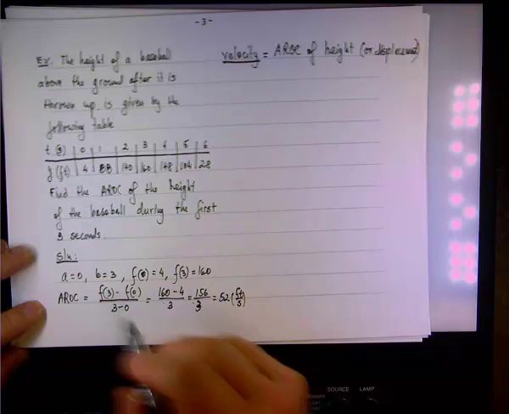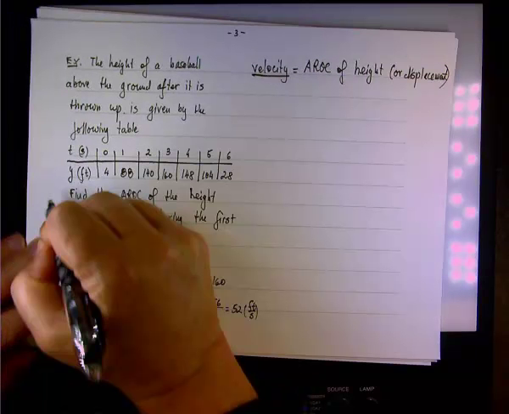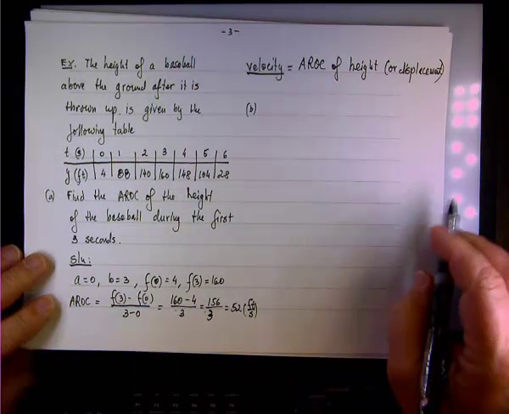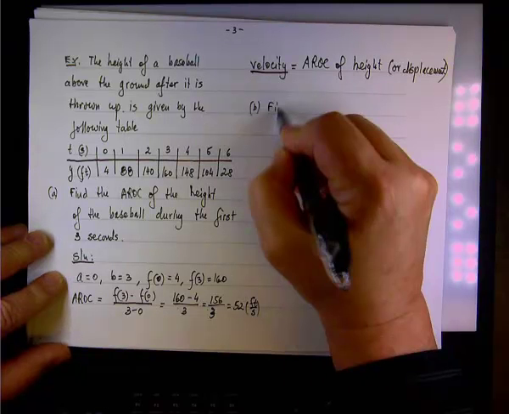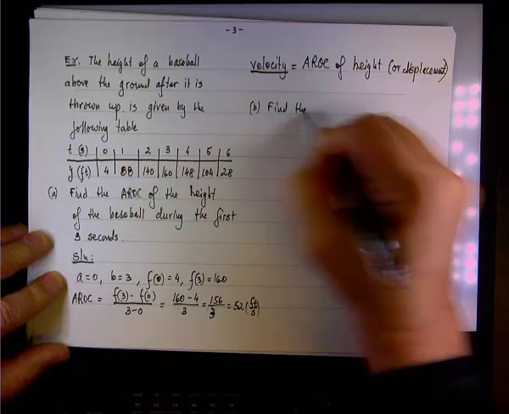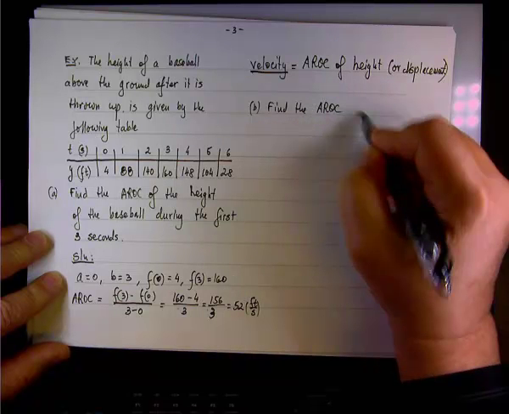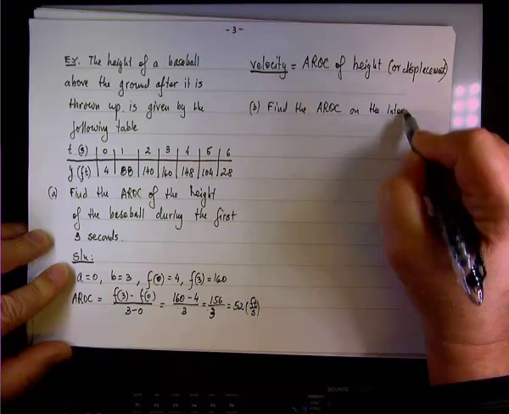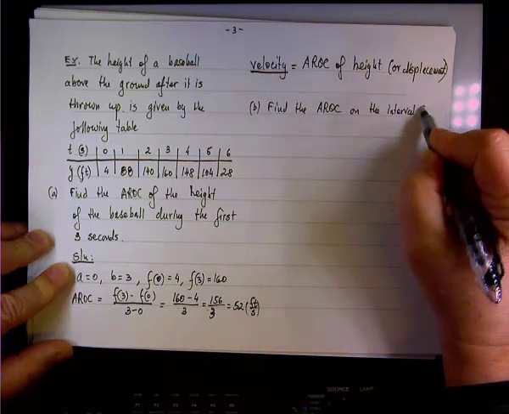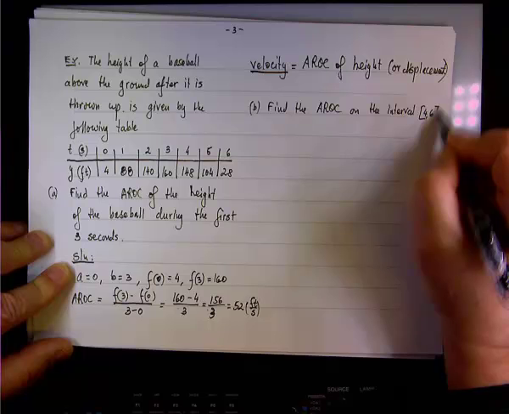All right, another part of this example. This will be part A. Part B, I want to find the average rate of change on the interval 4 to 6. And I'll stop here and let you do it for a few seconds.